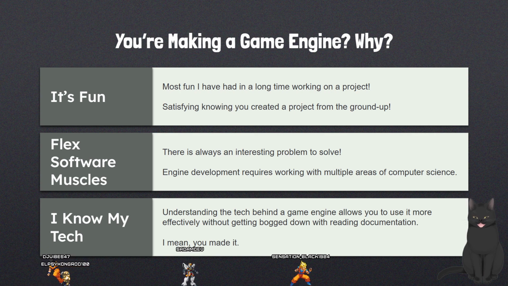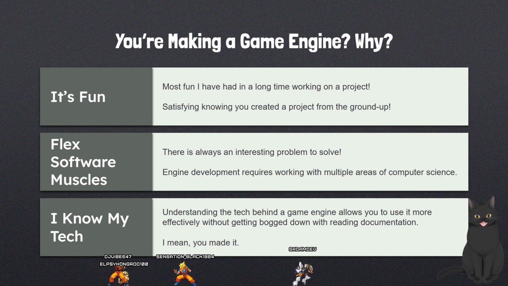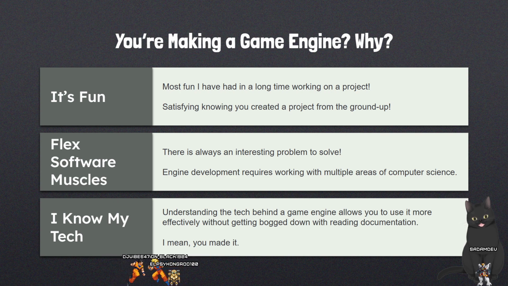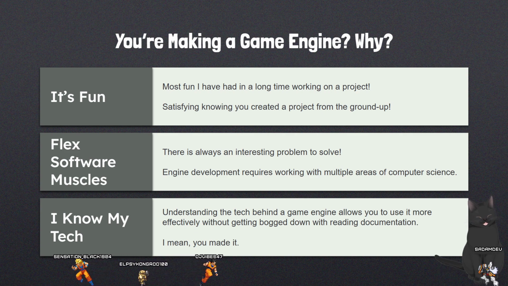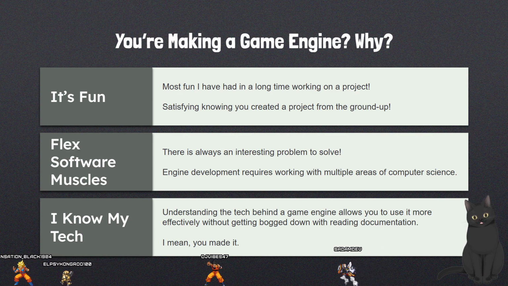So, flex software muscles. Next thing is I know my tech. When you write your own game engine, or your own project in general, you know the code. You have written it, you know how everything works. You don't need to go back and read documentation. You don't need to get caught up when they do a new push to the engine because you're the one who made it. And this leads into one of the downsides on the next page as well. But it is nice when there's an issue in the engine, you know where the issue is, and you can try and solve it yourself instead of trying to argue with people on Stack Overflow or seeing if the devs will fix the bug.